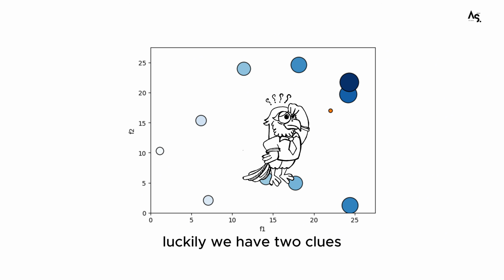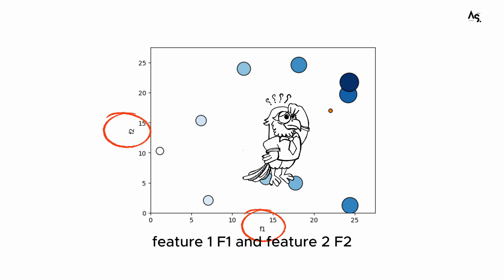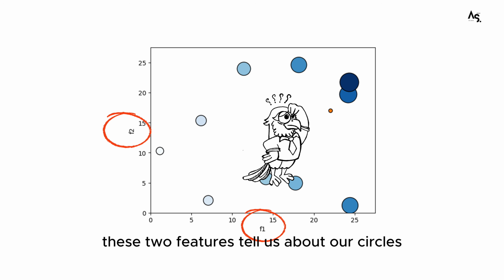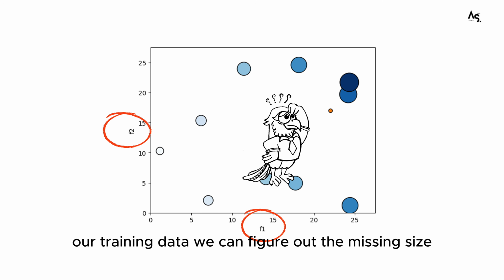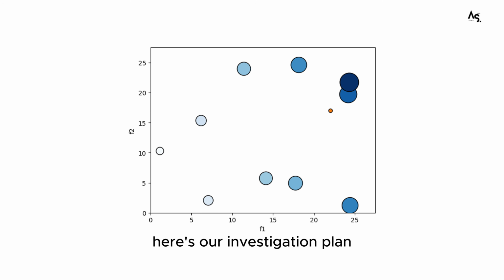Luckily, we have two clues, feature 1 (F1) and feature 2 (F2). These two features tell us about our circles, and by looking at past cases or training data, we can figure out the missing size. Here's our investigation plan.